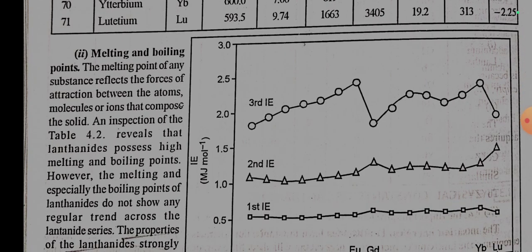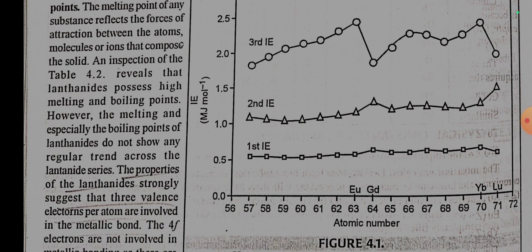Number 2. Melting and boiling points. The melting point of any substance reflects the force of attraction between the atoms, molecules or ions that compose the solid. An inspection of table 4.2 reveals that lanthanides possess high melting and boiling points. However, the melting and especially the boiling points of lanthanides do not show any regular trend across the lanthanide series.